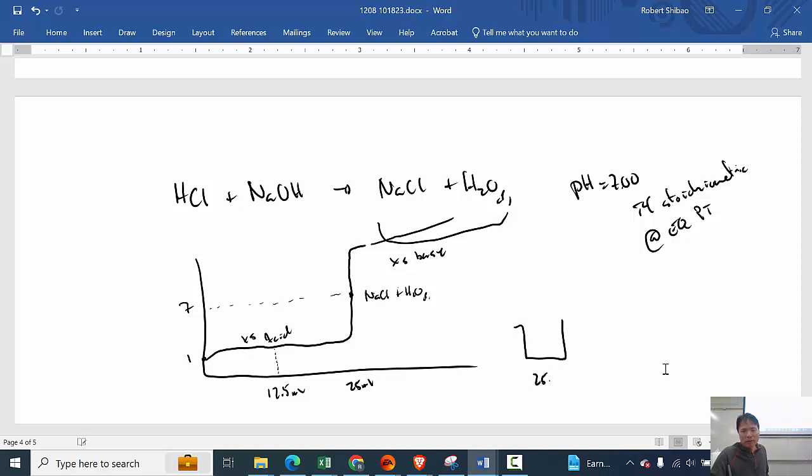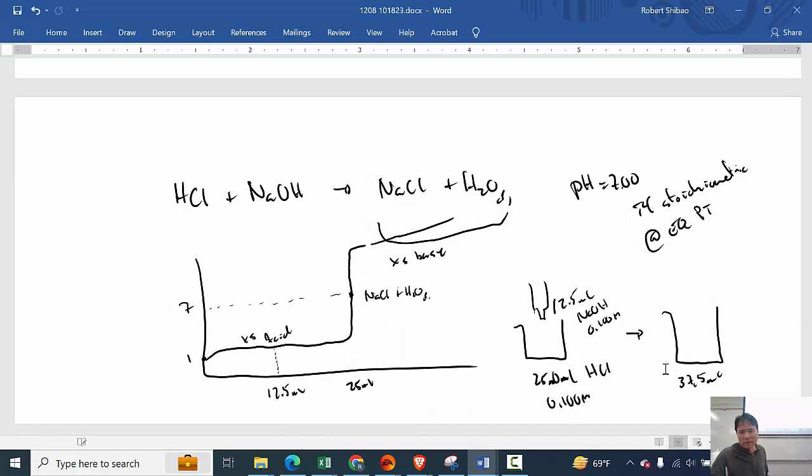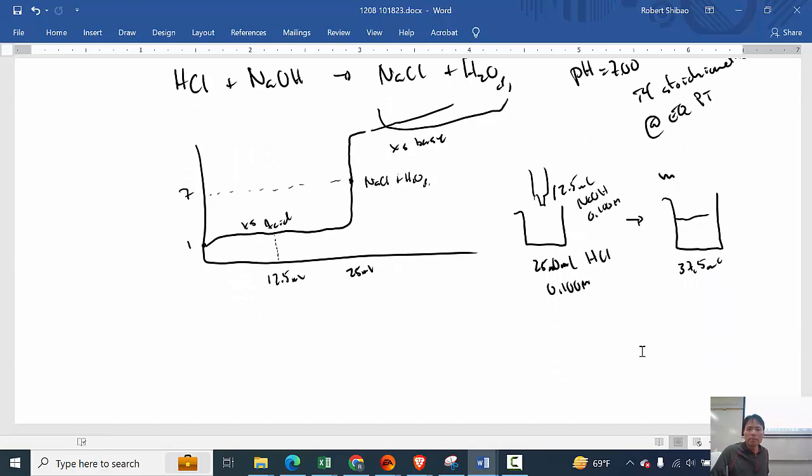So I'm going to have my 25 milliliters, 25.0, let's say. We'll go with 3 sig figs this time. 25.0 milliliters of HCl, concentration 0.100 molar. And then to this, we're going to add from the burette 12.5 milliliters of NaOH. This is 0.100 molar. And so we'll have to do our step I. And this is going to give us 37.5 milliliters. But the concentrations are no longer going to be what we originally had.